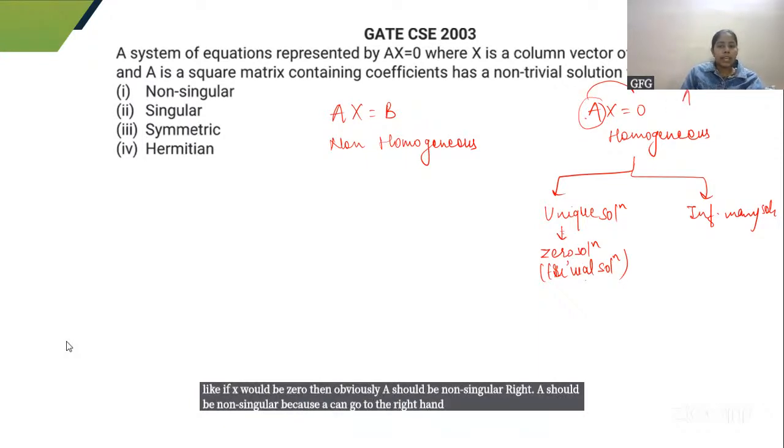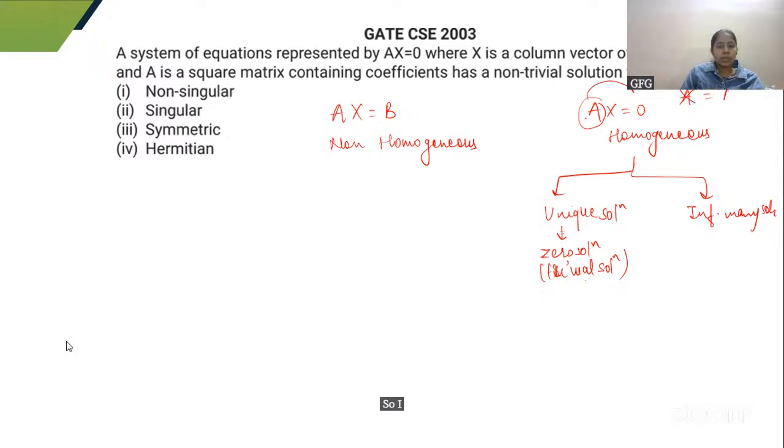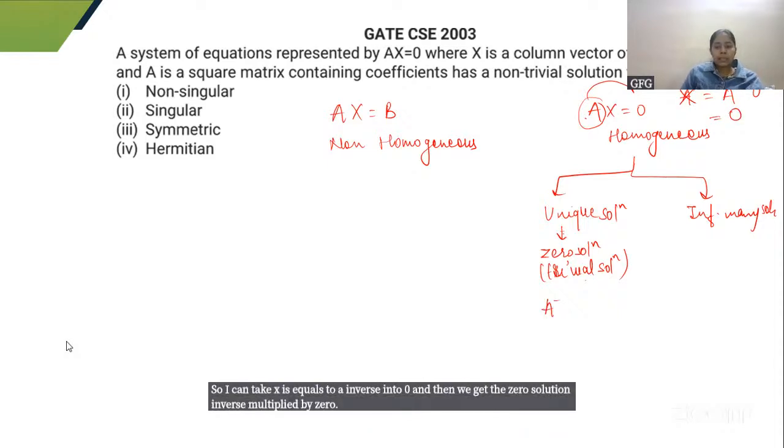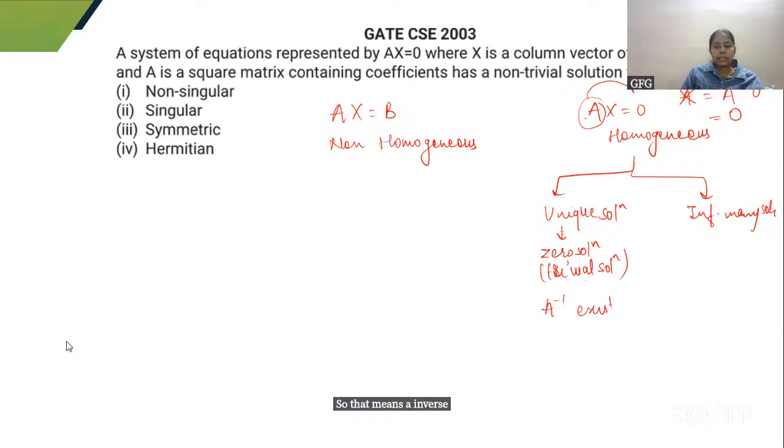What would happen if A is non-singular? Let's say A is non-singular, that means we can find the inverse of the matrix. If we are able to find the inverse of the matrix, I can take x equals A inverse into 0, and then we'll get the 0 solution, A inverse multiplied by 0. So that means A inverse exists, or I can say that this case is non-singular. A matrix is non-singular, or I can say that the determinant of A is non-zero.